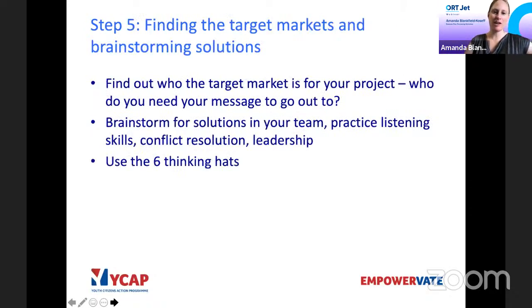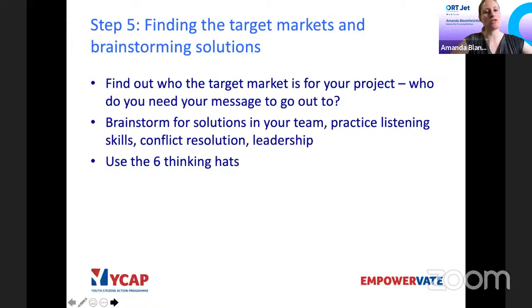So step 5 is finding the solutions and the target markets and brainstorming solutions. Who's your target market? Who do you want to come onto this website? You need to do the research on that. Are there people that want to go to the theatre online, or want to do shopping while they're buying theatre tickets? Who are those people? How are you going to find them? So find out who the target market is and what message you need to send out to them.